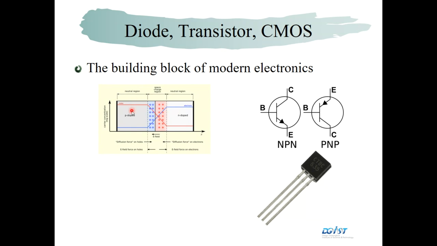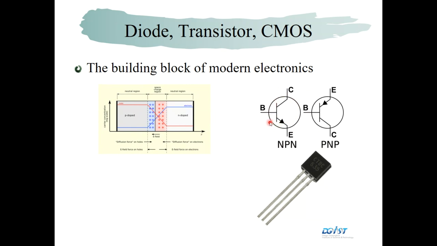And there's a p-doped semiconductor, and there's an n-doped semiconductor, and there is some depletion layer, and the current can pass through in only one direction. This is what you learn about the diode. And if you combine two diodes in the NPN type or PNP type, you may build up the transistor.